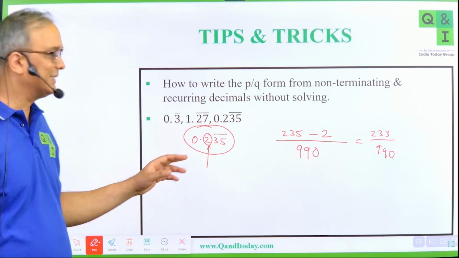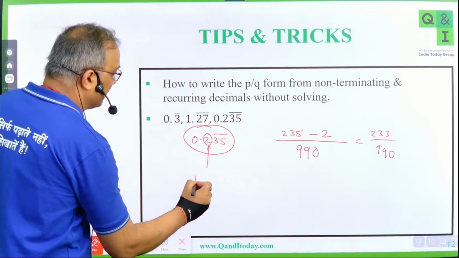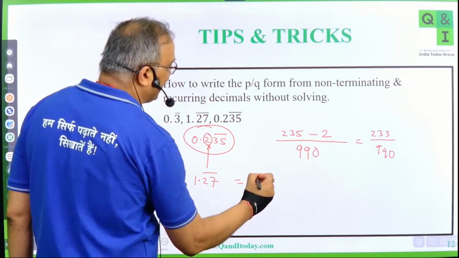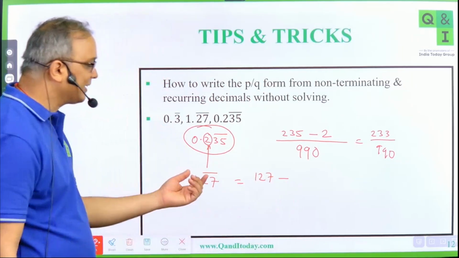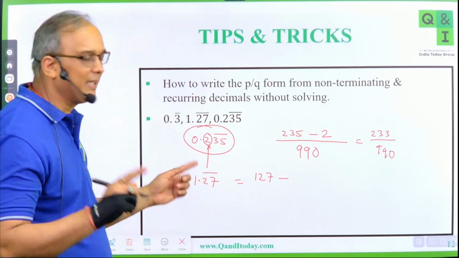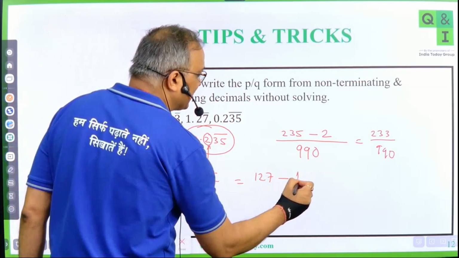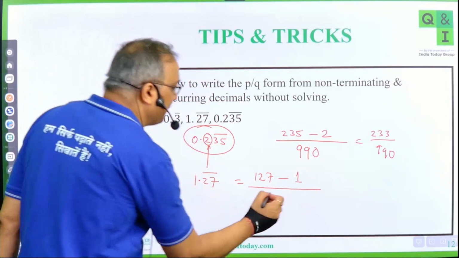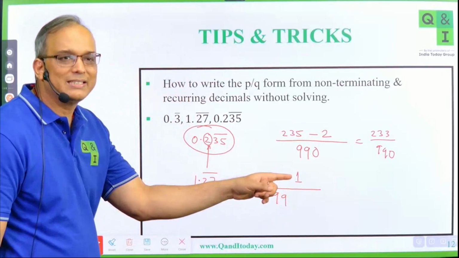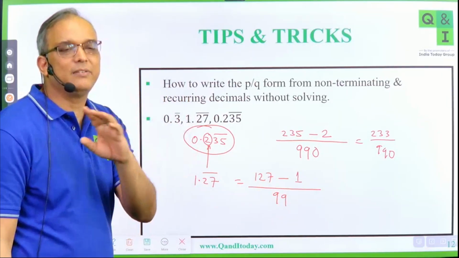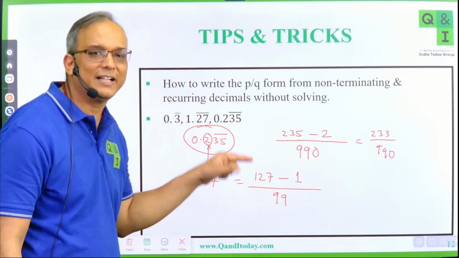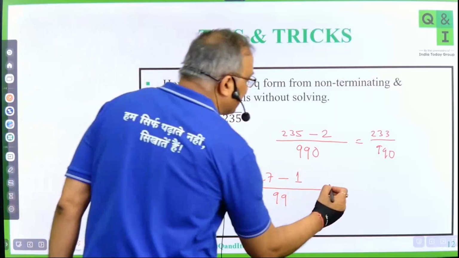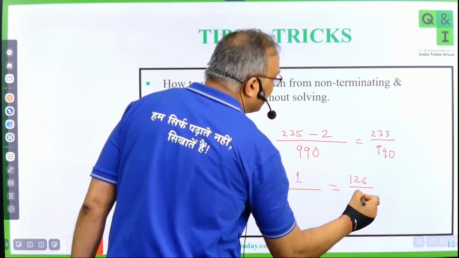I'll give you one more example. Here is 1.27 bar. So 1.27 bar, we will write the number directly as 127. Subtract that number which is not repeating. So 1 is not repeating. So I'll write 127 minus 1 divided by number of nines as the number of digits which are repeating, 99, and followed by 0 if there is some digit after decimal which is not repeating. So here we don't have any digit after decimal which is not repeating. So only 99 will be there. There will be no 0. So 127 minus 1 is 126 divided by 99.